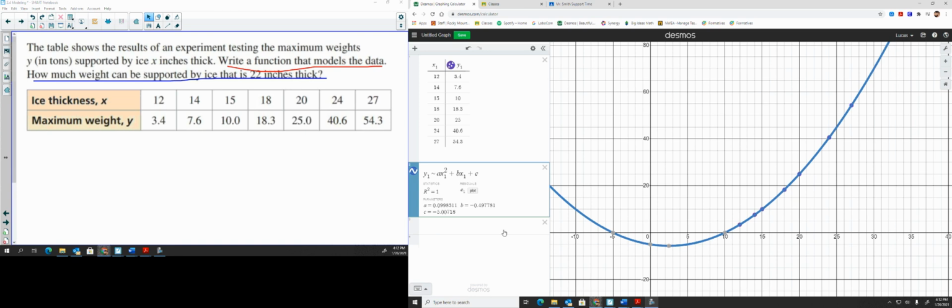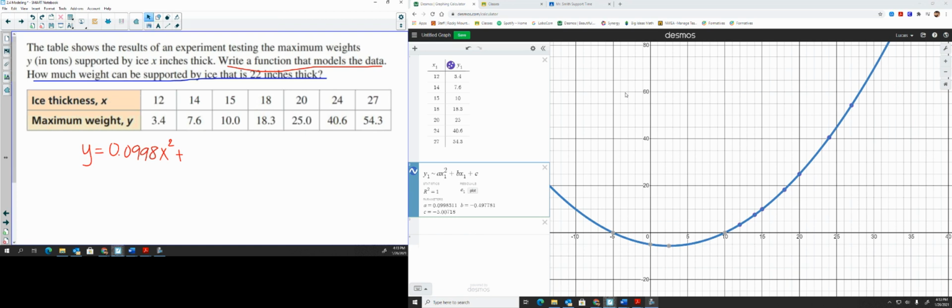Okay, so my equation, we can write it here on our screen. Our equation is going to look like this. y equals whatever my a value was, which is about 0.0998. I'm rounding it a little bit. x squared plus my b term, which is negative 0.498. We'll round that.